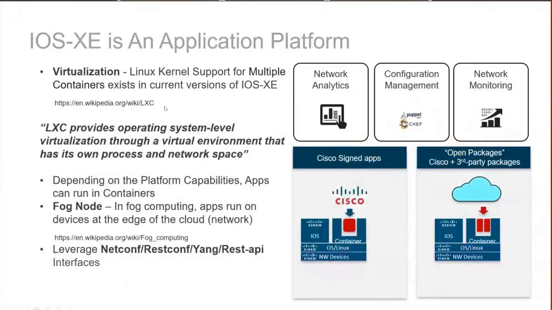So IOS XE, as we know, supports applications to be hosted as containers. As I was telling, LXC provides operating system level virtualization through an environment that has its own process and network space. The underlying hardware will be the same. The Linux kernel will be virtualized, and we can host multiple different containers with their own process and network space, so that we can add multiple capabilities to the routers.